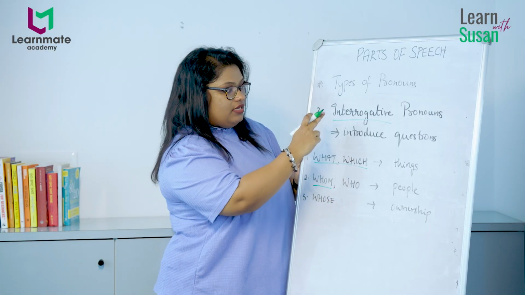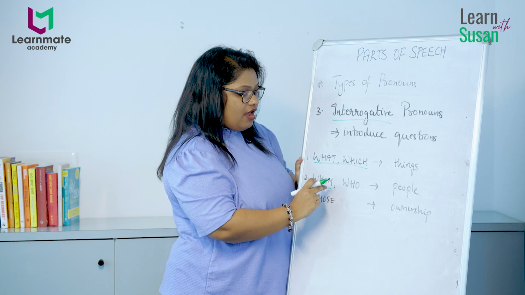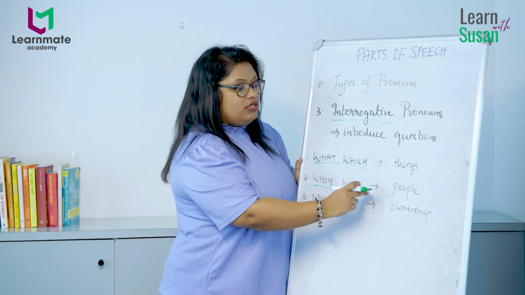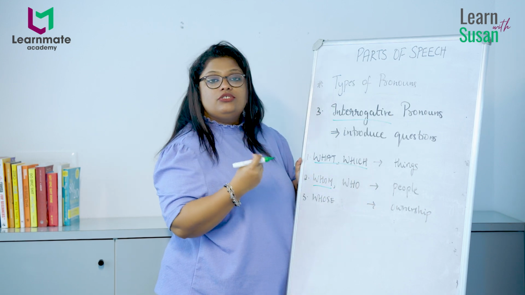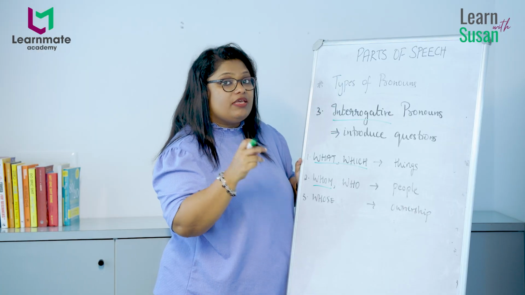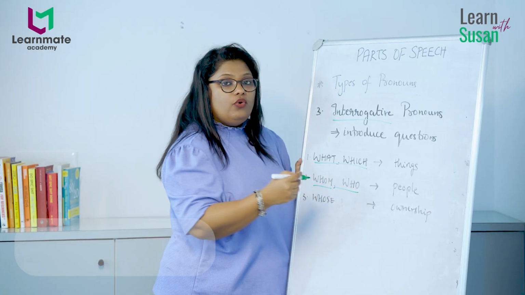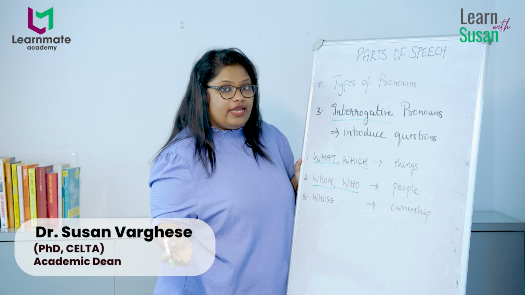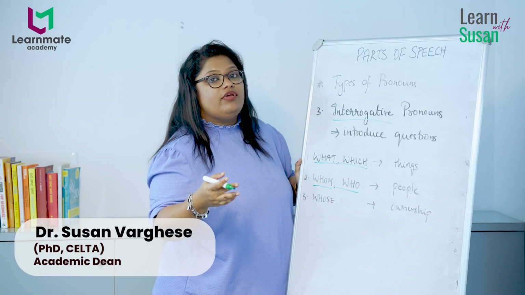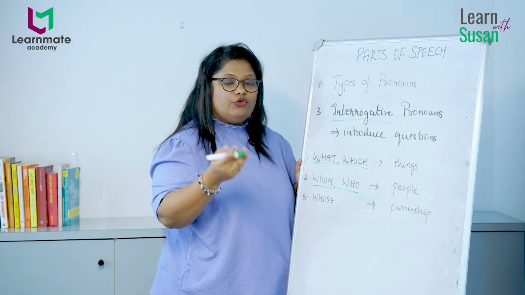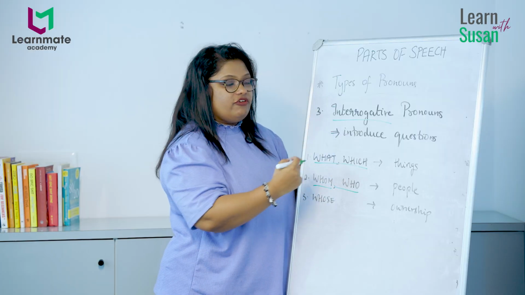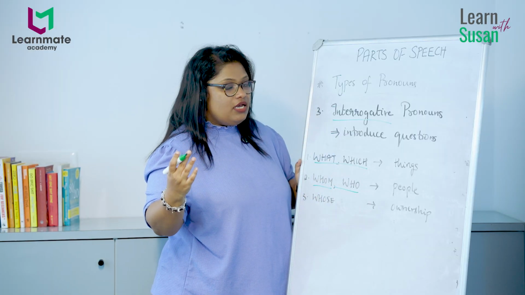Now the next set of interrogative pronouns are whom and who. So these introduce questions about specific people. Who is your best friend? To whom have you given your book? So this is how you use these interrogative pronouns as per various contexts.